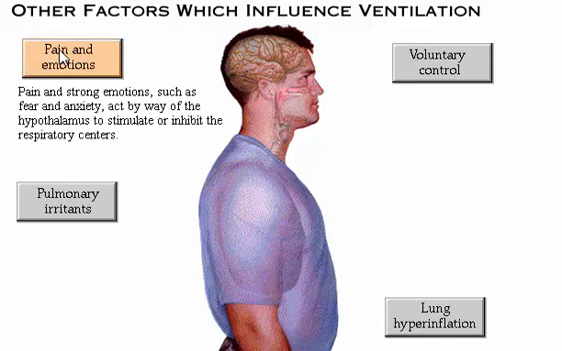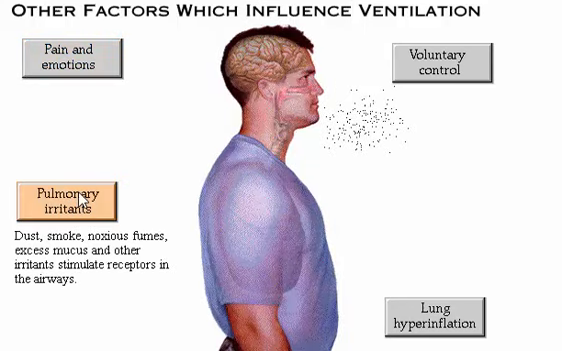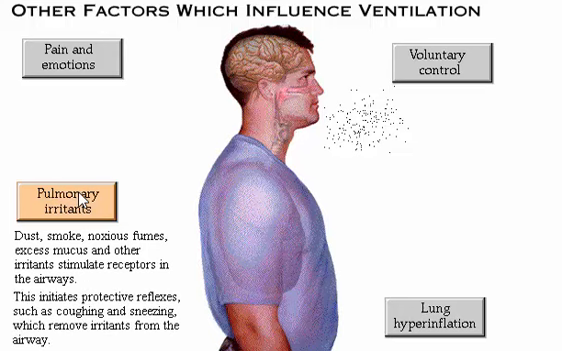Pain and strong emotions, such as fear and anxiety, act by way of the hypothalamus to stimulate or inhibit the respiratory centers. Laughing and crying also significantly alter ventilation. Dust, smoke, noxious fumes, excess mucus, and other irritants stimulate receptors in the airways. This initiates protective reflexes such as coughing and sneezing, which forcibly remove the irritants from the airway.